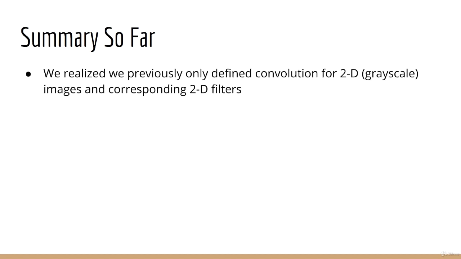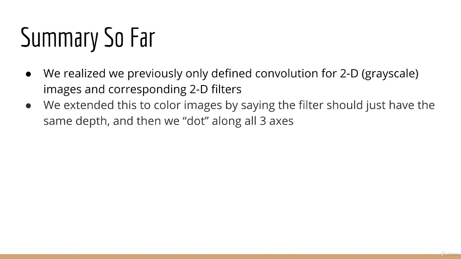So let's just summarize what we learned in this lecture, since that was a bit long. First, we started with realizing that we only define convolution for grayscale images, and with corresponding two-dimensional filters. This is of course not flexible enough for CNNs, which must accept color images as input. So then we said, okay, let's just extend that by doing a three-dimensional dot product between a color image and a three-dimensional filter with the same number of color channels. So we're dotting over the color channel.